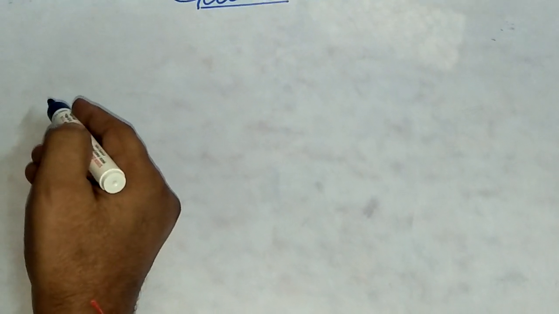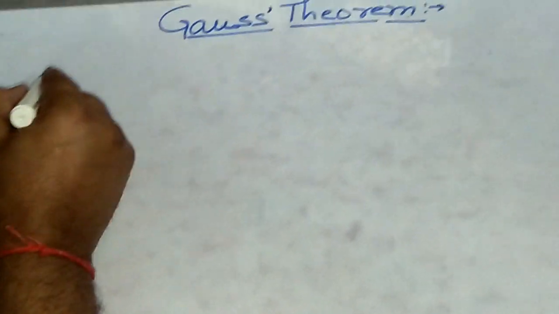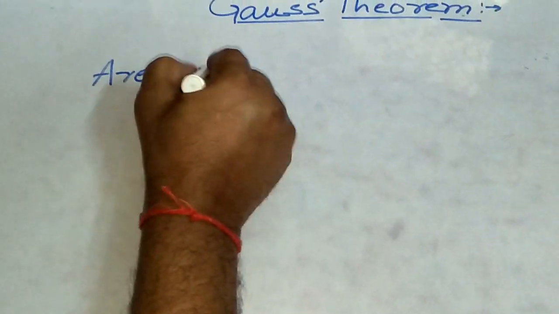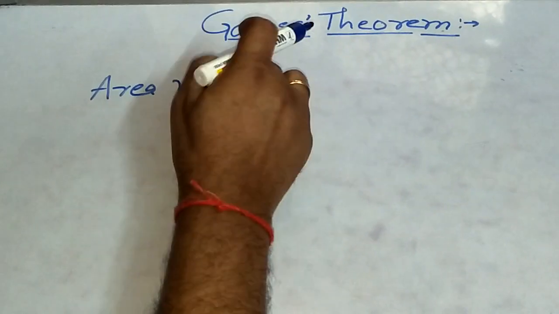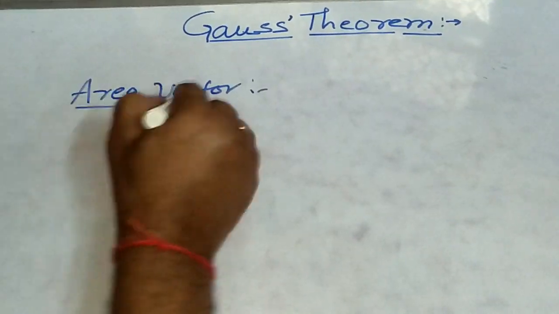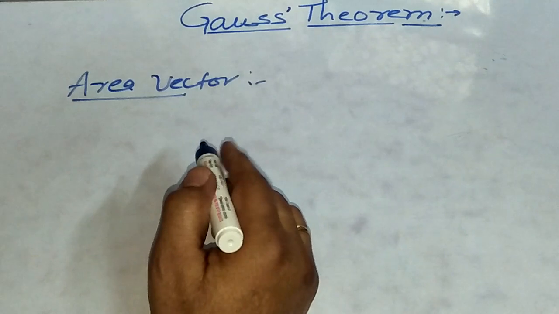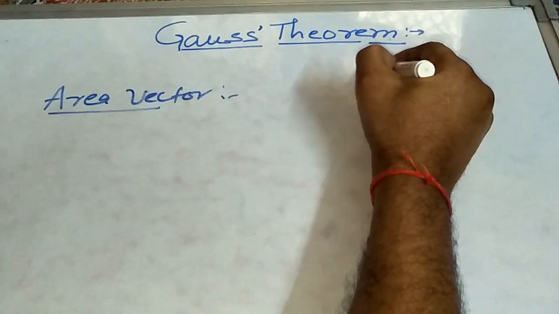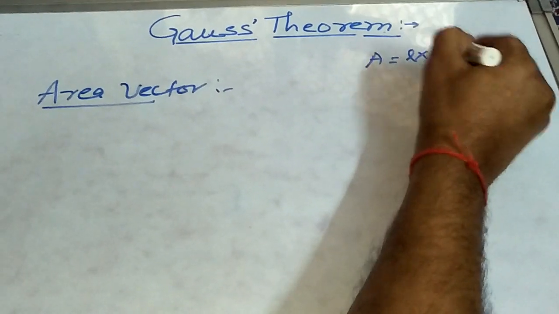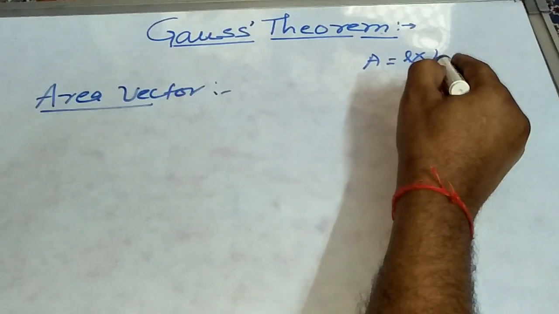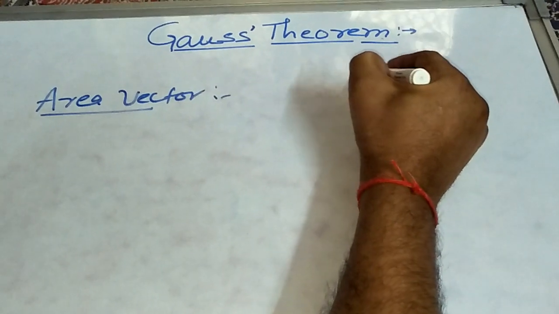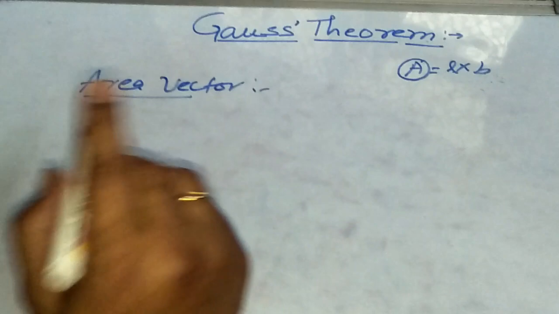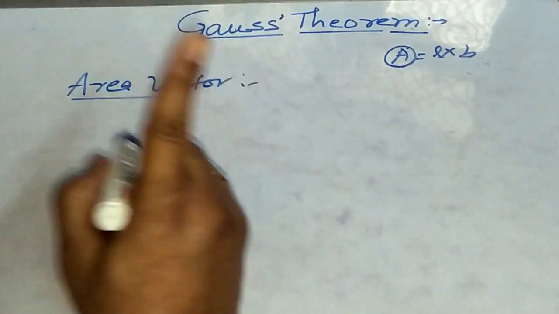So the first topic in the Gauss theorem, I want to tell you what is an area vector. Dear students, I hope this doubt may arise in your mind. The area means length into breadth, and when you take length into breadth, you get the magnitude of this area. But actually area is a vector quantity. Always remember this, area is a vector quantity.